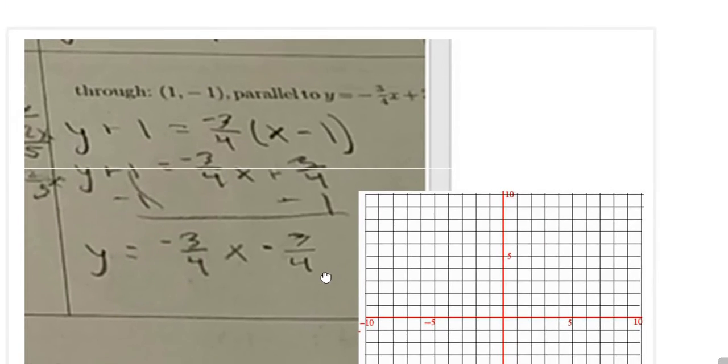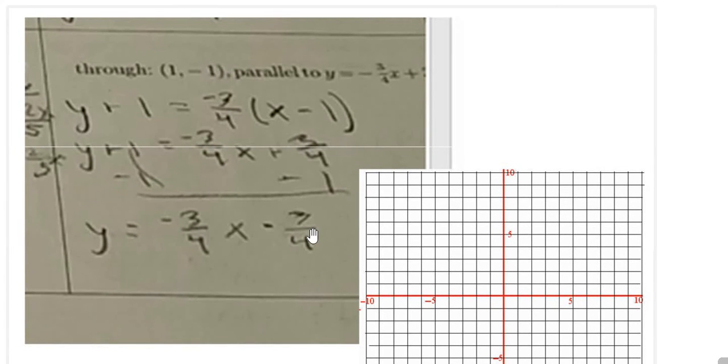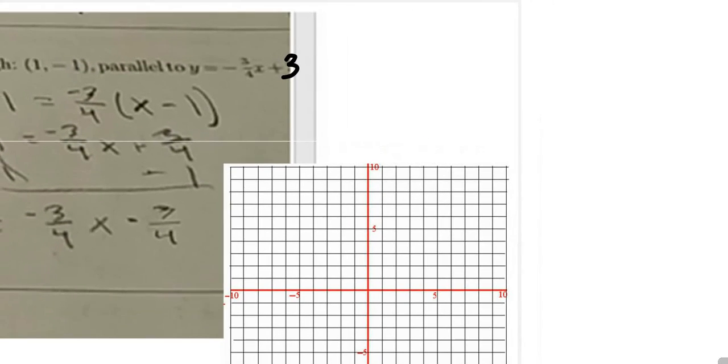Okay, one more problem here. Can't really tell what that original problem says. That number's getting cut off. That looks like a 2. Let me see if I can't go to the original. Nope, it's cut off for both of them. Hang on, let me try to find it here. Is that a 3? I think it's a 3. Let's go ahead and pretend it's a 3 and see if it works.